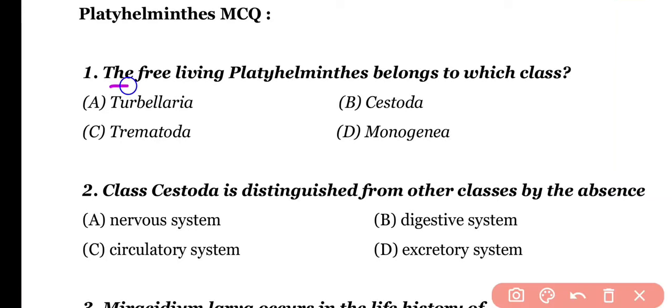Question number one. The free living Platyhelminthes belongs to which class? Turbellaria, Cestoda, Trematoda, Monogenea. Correct answer is option A. Free living Platyhelminthes are flatworms belonging to class Turbellaria. Jabke Cestoda or Trematoda mein endoparasitic Platyhelminthes present hote hain aur Monogenea mein ectoparasitic.